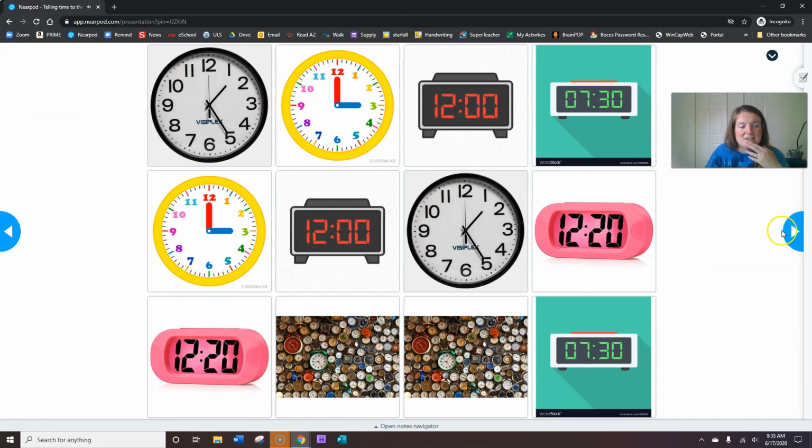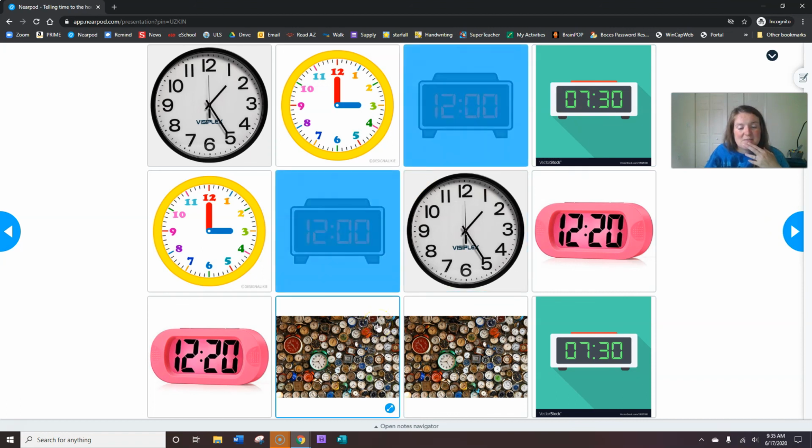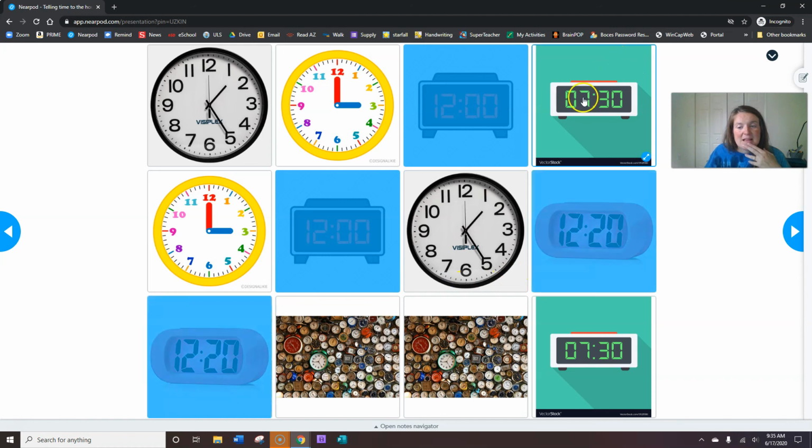All right, let's match the times. The digital clock's the easiest. 12 o'clock and 12 o'clock are the same. And 12:20 and 12:20 are the same. And 7:30 and 7:30 are the same.